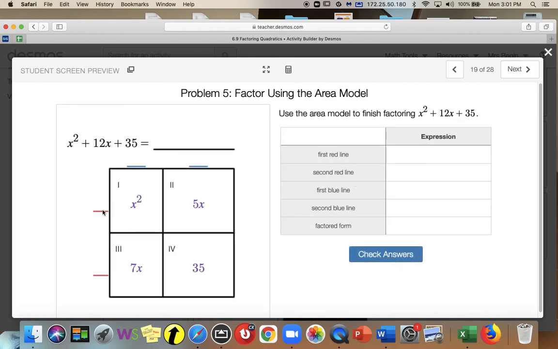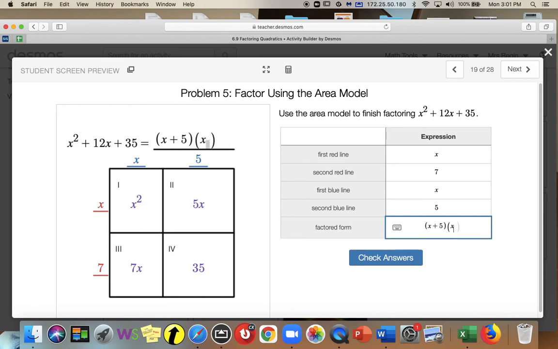And in this one, the first red line and the first blue line, what multiplies to x squared, or what's the greatest common factor of x squared and 5x, and that would be x and x. They multiply to x squared. Now, to get my second blue line, x times what gives me 5x, and that would be a 5. Right? 5 times x is 5x. And then to get box 3, x times what gives us 7x, and that's 7. And so factored form, we just write, I like to do the top first, x plus 5, and then x plus 7, but again, you can write either one first.